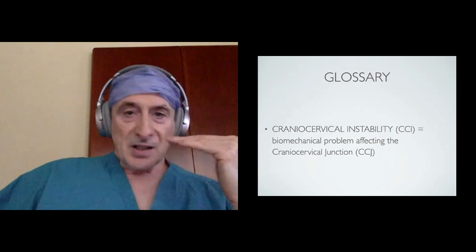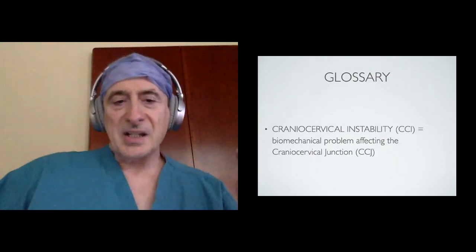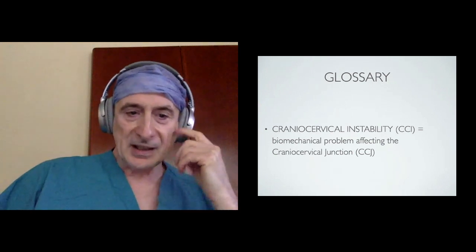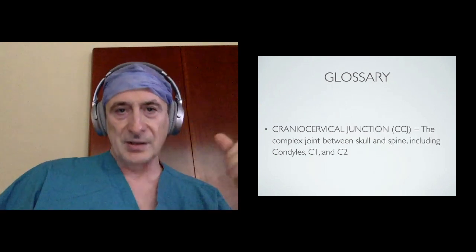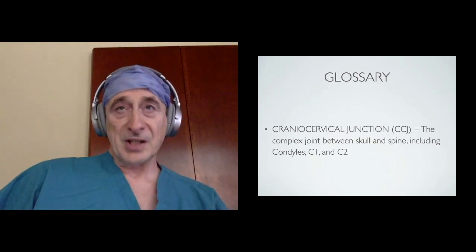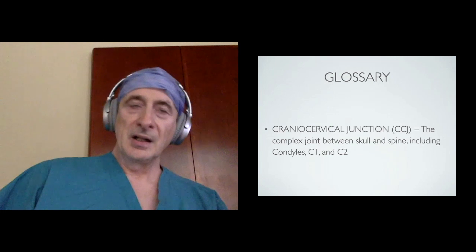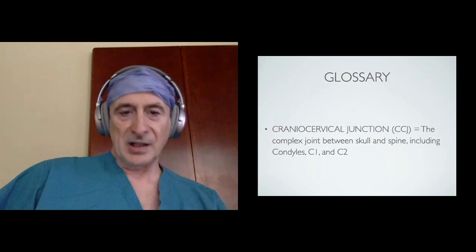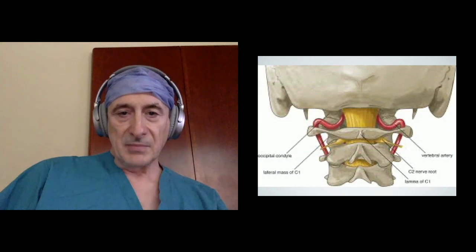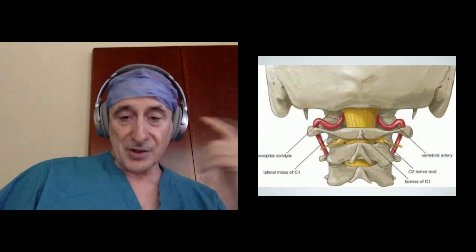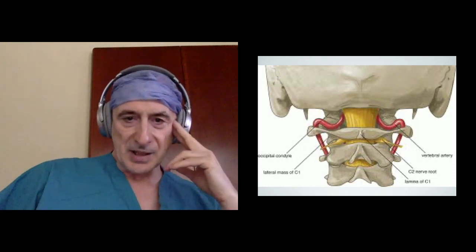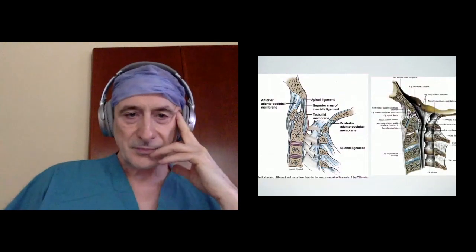So, some definitions. Craniocervical instability is a biomechanical problem affecting the craniocervical junction, which is the box. The craniocervical junction is the complex joint between the skull and the spine, including the condyles, which is the base of the skull, C1 and C2. Here we can see the base of the skull, the first and second vertebrae as labeled, and the vertebral artery passing by, marked in red.